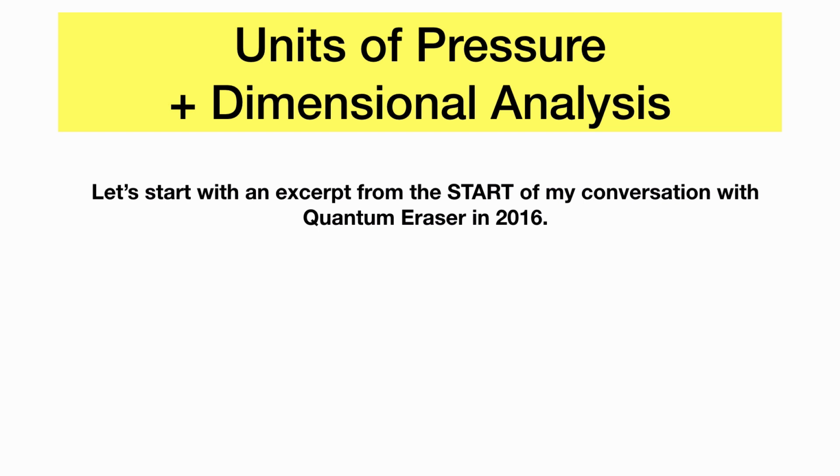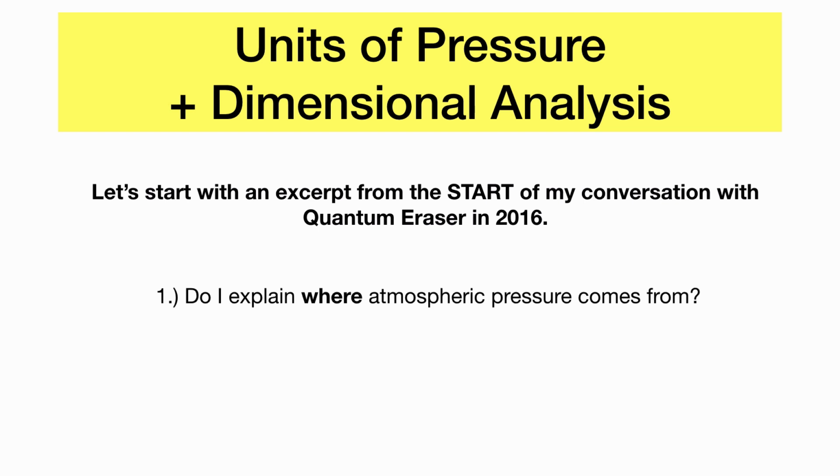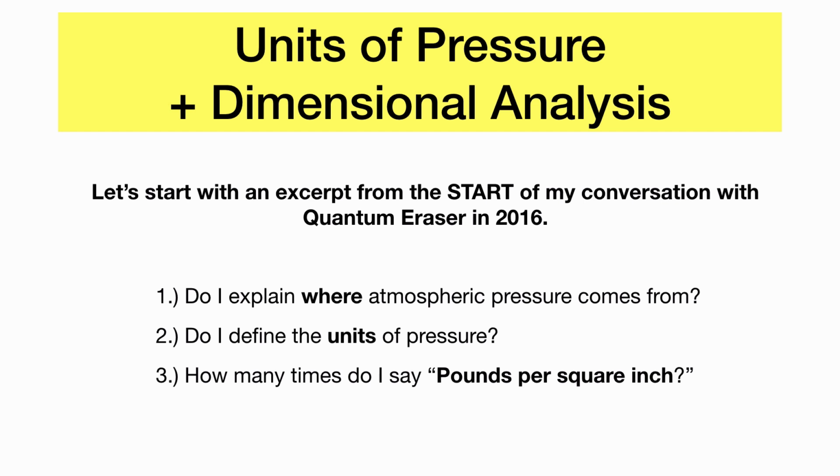So what we're going to do is start with an excerpt from the start of my conversation with Quantum Eraser in 2016. Remember that green section. So do I explain where atmospheric pressure comes from? Do I explain the units of pressure? How many times do I say pounds per square inch?